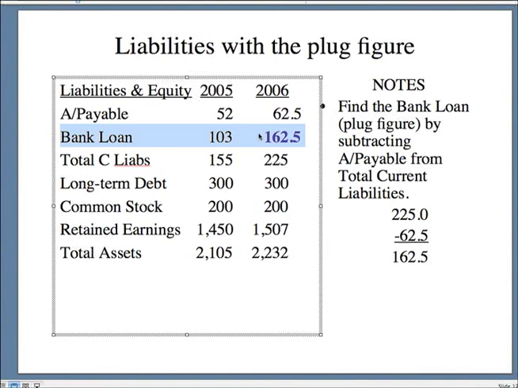Notice that the bank loan went up from 103 in 2005 to 162.5. And we're forecasting things, and what this tells us is that we need to go to the bank and arrange for a slightly larger loan.